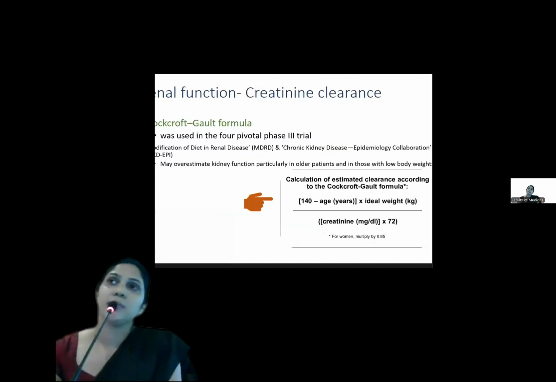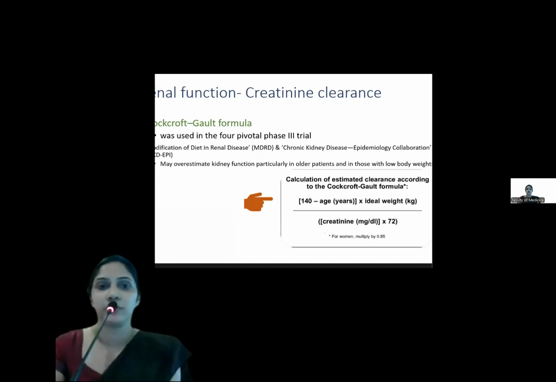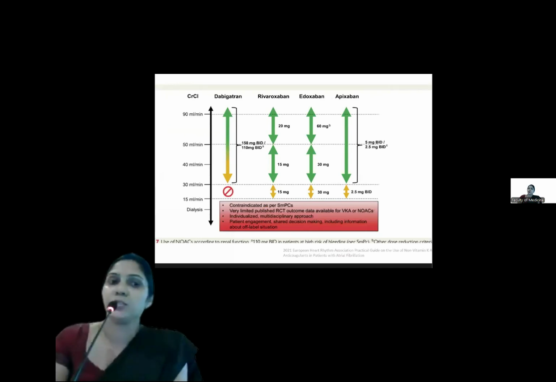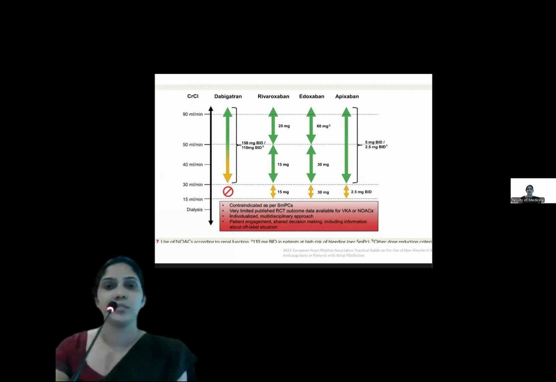Renal function has to be assessed using creatinine clearance, but not with the usual CKD-EPI we use. That has to be assessed with the Cockcroft-Gault formula, where instead of ideal weight, you have to put the actual weight. That's how they determined the doses in all 4 phase 3 randomized controlled trials. When it comes to reduced renal function, we can't use any of the DOACs if eGFR is less than 15 or the patient is on hemodialysis. And when creatinine clearance is less than 50, all 4 drugs have to be used in reduced doses.